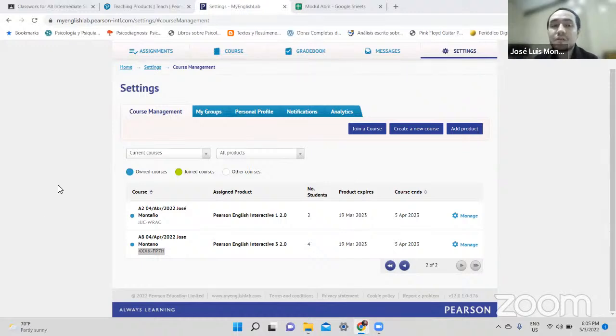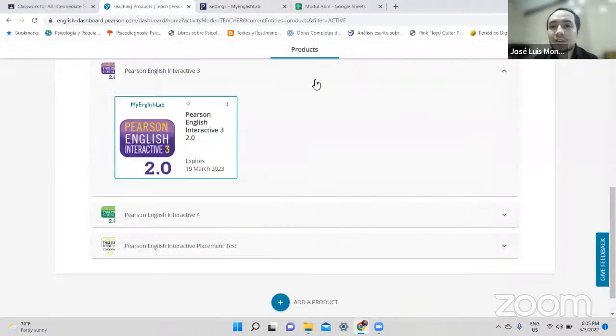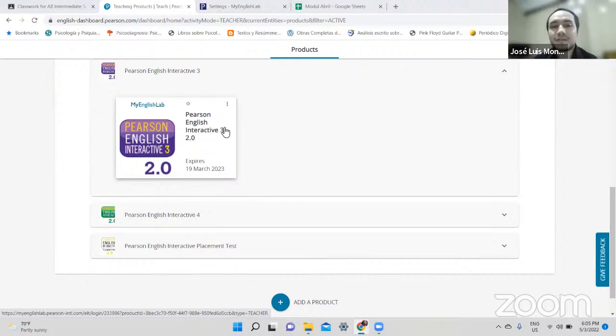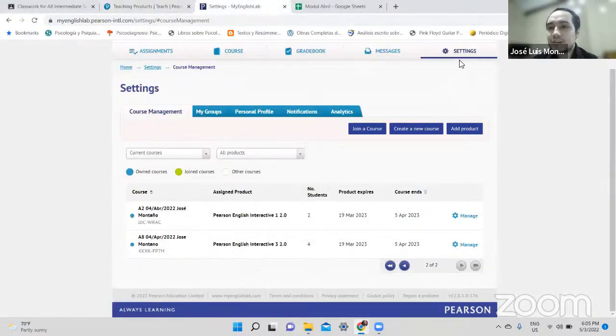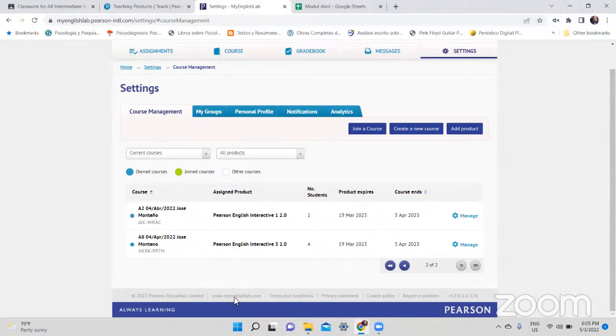Again, as soon as you log in, you're going to select the product, right? This is the purple product. You click on the product, go to settings, join a course, and then copy and paste the ID. As soon as you do it, please let me know. You can interrupt or you can raise your hand. Let me know so that I can check that you're in the list and I can reassign what is missing. Okay? All right, good.